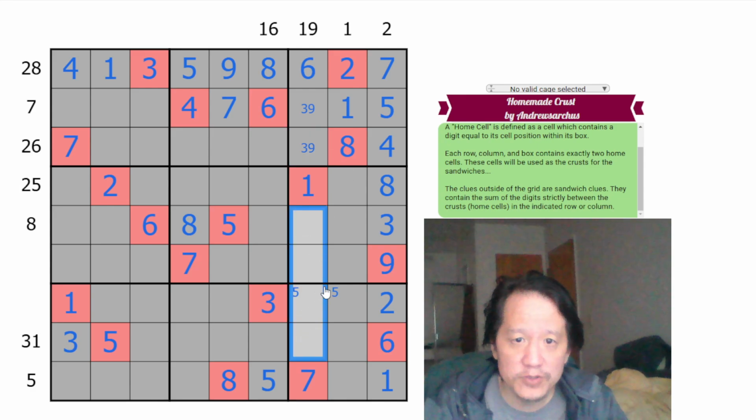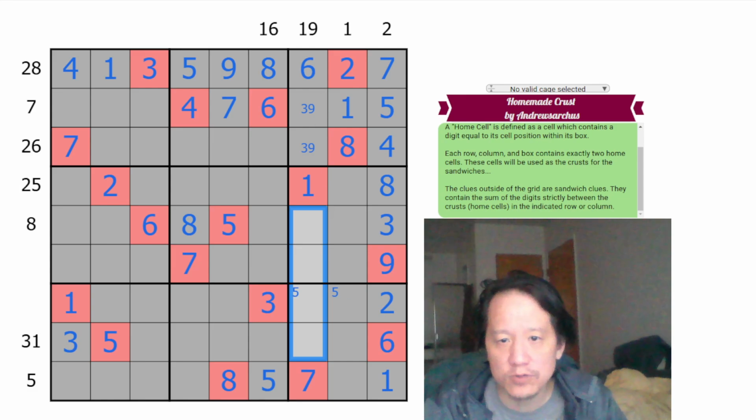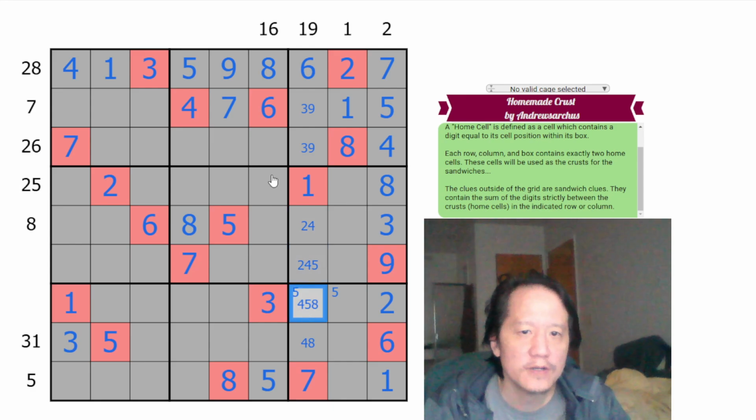Does that add up? This should be 8, 19. So we have 2, 4, 5, and 8. 2 and 8 is 10, 4 and 5 is 9, so that adds up to 19. So yeah, that works. So 2, 4, 5, and 8. The 2 cannot be there. That can't be 5. These can't be 8. This can't be 5. So 2 is one of those two.